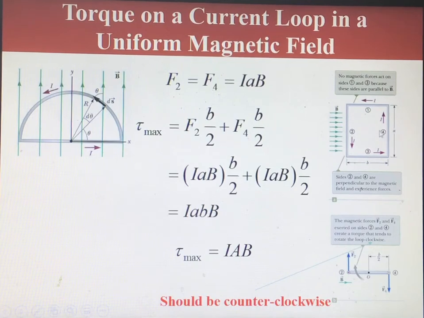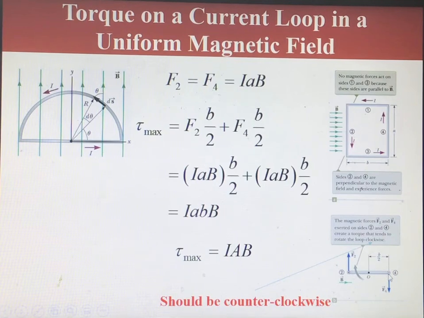Now, if you calculate the force on side number 4, the current is going up, which is in the j direction. The magnetic field is pointing to the right, which is in the i direction. So if you do j hat cross i hat, you get negative k hat. It tells me that the force on side number 4 is pointing into the paper. You can even see that in this example right here. The dot here means that the force is pointing out of the paper.